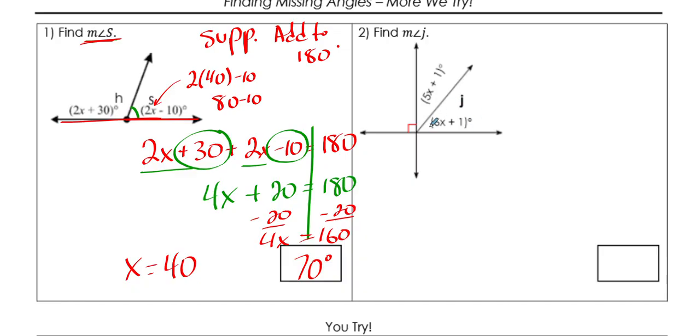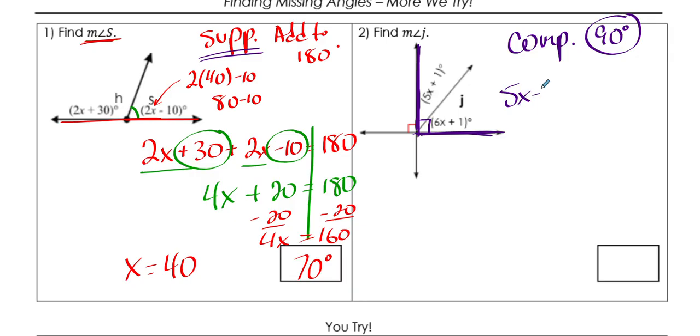Last one, now I'm looking for angle J. So same idea, I'm looking for that angle. I have to figure out what is the value of x first so I can substitute it back in. Before I do any of that, I have to decide what is the relationship. Are they supplementary, are they vertical, or are they complementary? These two angles together form a right angle. They form that perfect corner there, so they're going to add up to 90. They are complementary angles, so they add up to 90 degrees.